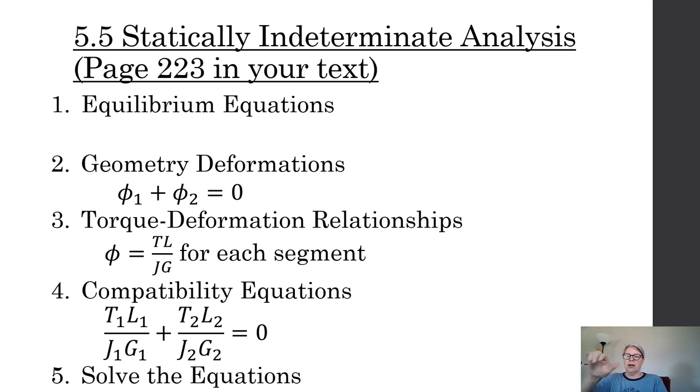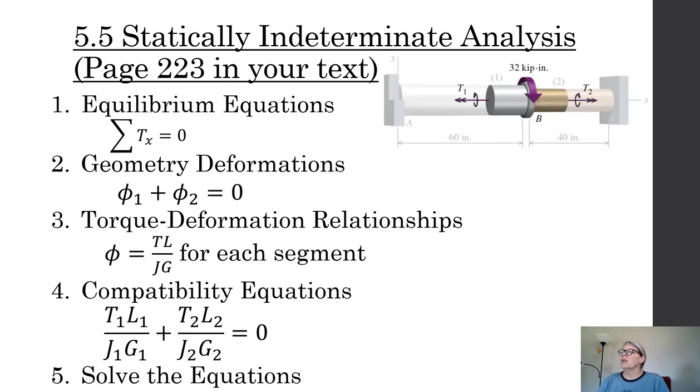As I come from the right over, that is positive twist. From the left over, positive is twisting back towards me, but we are twisting away. So we get positive twist and negative twist when we look at those internals. So angle of twist 1 plus angle of twist 2 equals 0. We're going to find that angle of twist 1 was negative, so negative plus positive equals 0. They should have that same twist. The deformation relationship is TL over JG, and then we apply that with our compatibility equations. Torque 1 in that case is going to be either negative or torque 2, depending on which way we're twisting, and you're going to solve the equation.